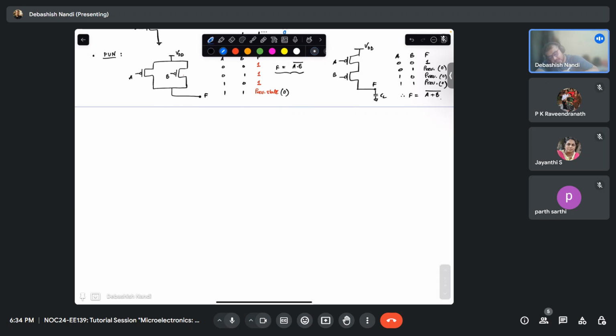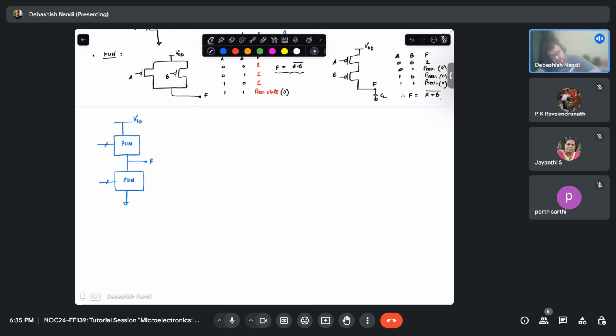What was our structure? This was our VDD. This was our pull-up network. This was our pull-down network. And this is our F. And here we have the multiple inputs. Okay.